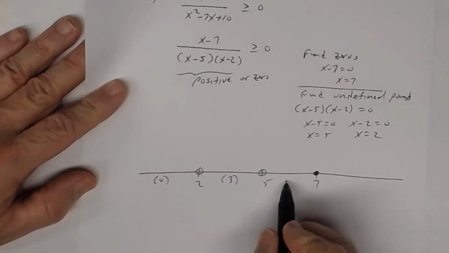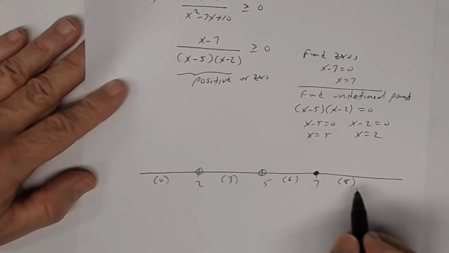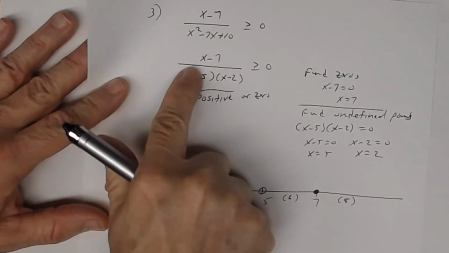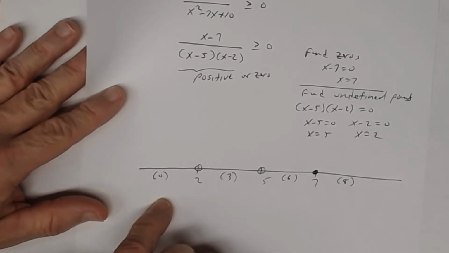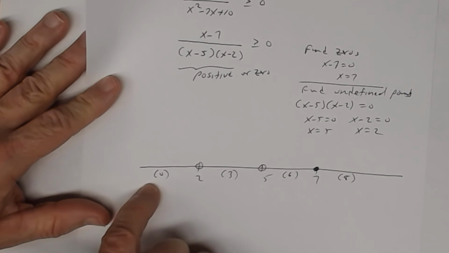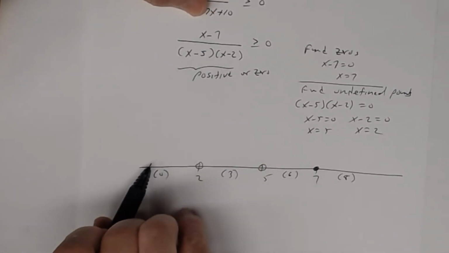Between 5 and 7, there's only 1 integer, so let's say 6. And then for 7 to infinity, let's choose 8. All right, so those are my test points. So I'm going to go back to the factored part to test the sign of the factors. Let's do the first one first. Where we see the variable x, you're going to substitute these test points.